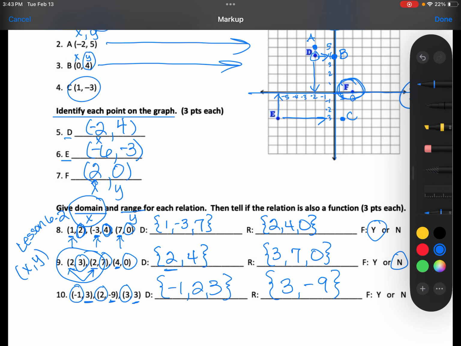Okay, this number 10, these are my x's here, and I have -1, 2, and 3. Those are all different, so my answer is yes. Now notice I have 2 y's that are the same, this one and this one, but y's don't matter for functions. Functions are for your x. Okay, that's it for this page.